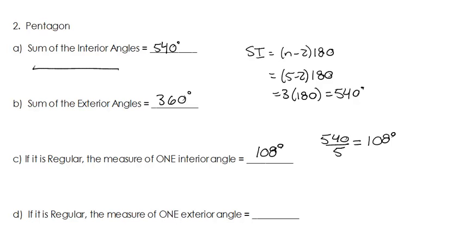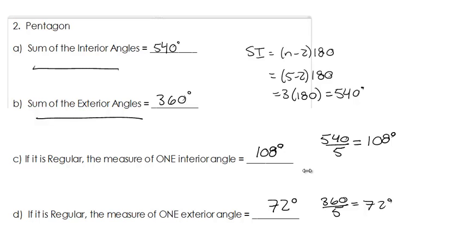For the exterior angles, though, you would take the sum of the exterior angles and divide by how many exterior angles there are. So the sum of exterior angles was 360, and divide that by 5. I believe you get 72 degrees. Okay, so every single exterior angle for a regular pentagon would be 72 degrees.